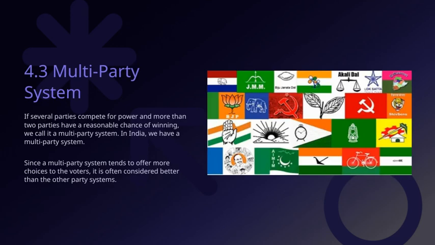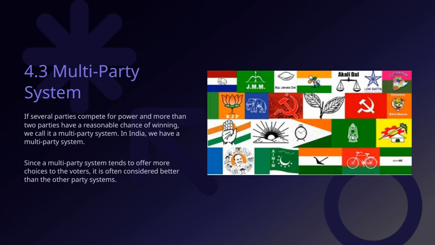Since a multi-party system tends to offer more choices to the voters, it is often considered better than the other party systems. When we say a multi-party system, we mean a situation where several political parties are competing for power, and more than two of these parties have a reasonable chance of winning. This diversity of options can lead to a more representative government, as different interests and viewpoints are included.